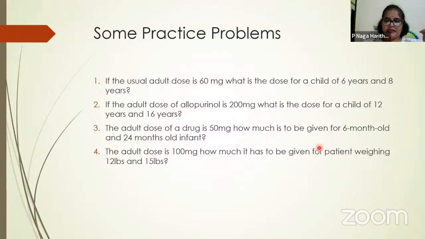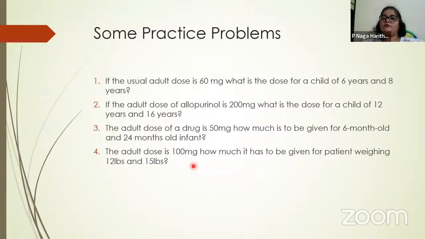Okay. And then the next one is, the adult dose is 100 mg, and how much has to be given for a patient weighing 12 lbs and 15 lbs. So directly you can go for the Clark's formula here. As it is directly given in pounds, you can directly substitute it. So 12 divided by 150 into 100. You'll get around 8 mg. However, if it is given in terms of kgs, then you have to convert that into pounds and then calculate. Okay.